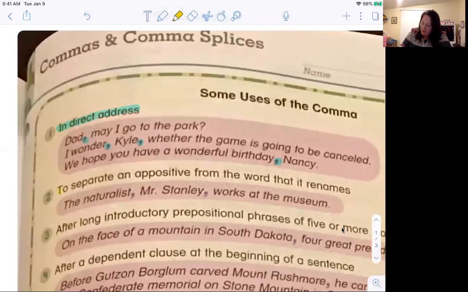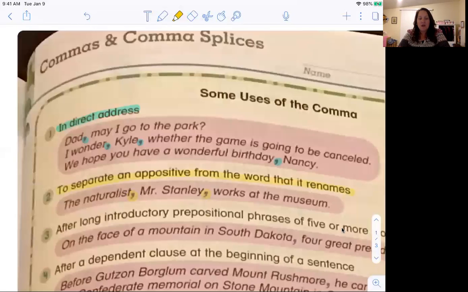It says to separate an appositive from the word that it renames. Do you guys remember what an appositive is? An appositive is extra information. So let's look at the example. "The naturalist, Mr. Stanley, works at the museum." Well, the word that the appositive Mr. Stanley is renaming is naturalist. Who's the naturalist? Well, Mr. Stanley is. So we need the naturalist, comma, Mr. Stanley, comma, works at the museum. This is also true about taking out the appositive: the naturalist works at the museum.